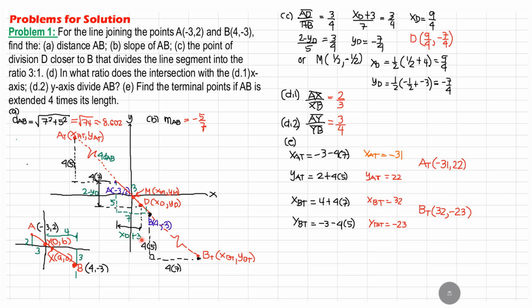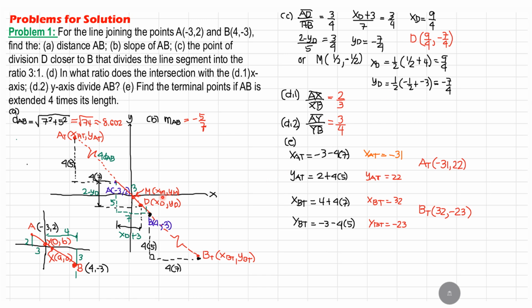So this is xD plus 3. It is only 3/4 of 7. So xD plus 3 as to 7 would be 3/4, or xD plus 3 is 3/4 of 7. Solving for xD, xD is 9 over 4. Then likewise, 2 minus yD as to 5 parts is also 3/4. So 2 minus yD over 5, where 5 is this vertical leg, is 3/4. Solving for yD, it is negative 7 over 4. Therefore, point of division D is at (9/4, -7/4).